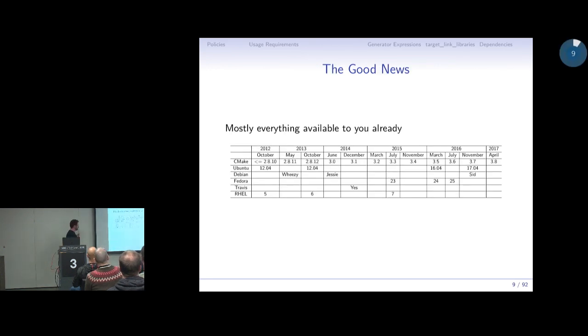So I mentioned this already, but the good news is that everything I'm showing you, you can already use. I think everything in this presentation is present in CMake 3.1, released in December 2014, and present on Travis for a long time, Debian and Jessie, and at least Ubuntu 16.04. I'm going to show you some other stuff that was introduced in 2.8.11 already. So even if you're still depending on 12.04, there's some things in this presentation that you'll still be able to use.